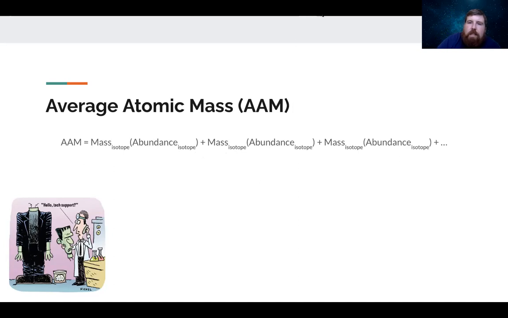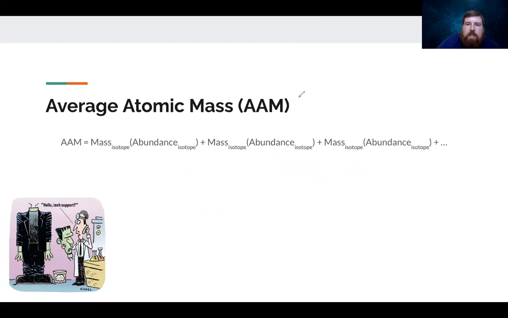So for example, if we were doing carbon, the average atomic mass for carbon would be the mass of carbon-12, exactly 12, times 99%, which we know percentages have to be listed in decimal form, so 0.99, plus 13.003355 times 1%, which would be 0.01. So this comes out to be roughly 12.0107 and so on AMU.